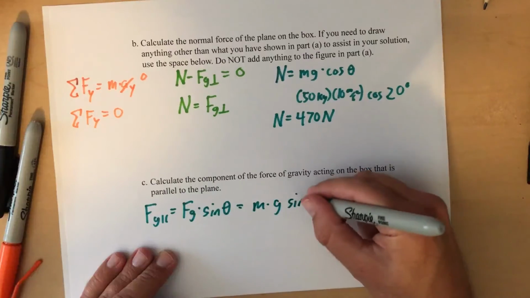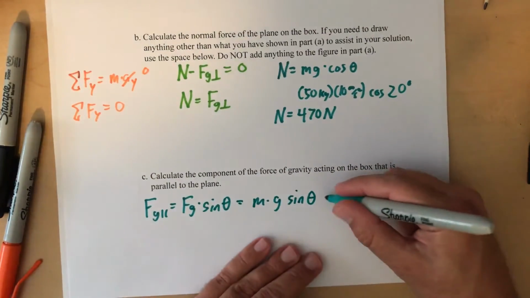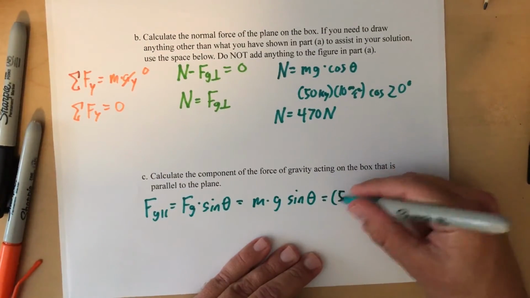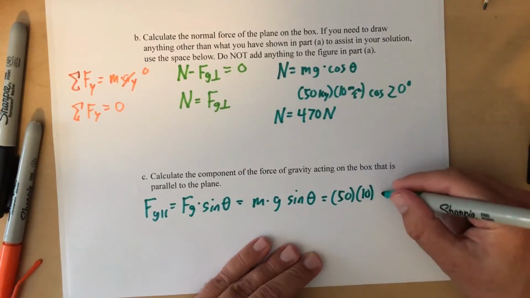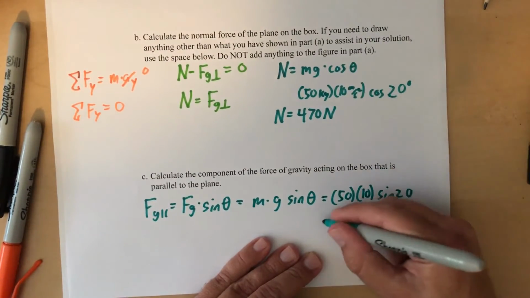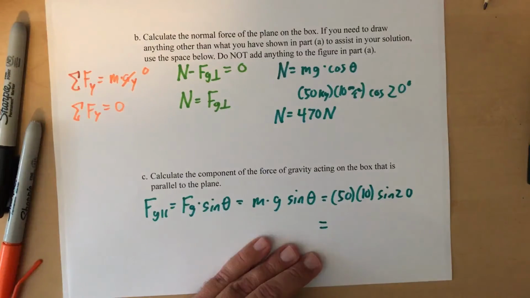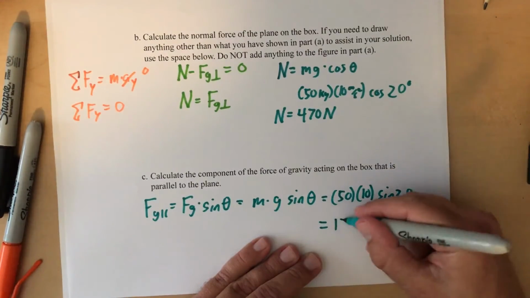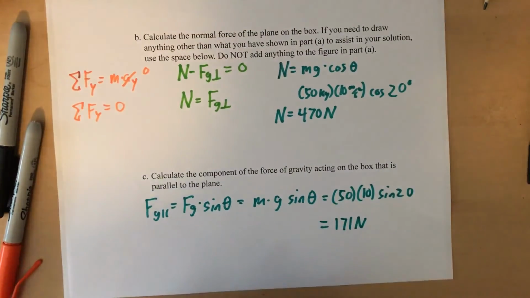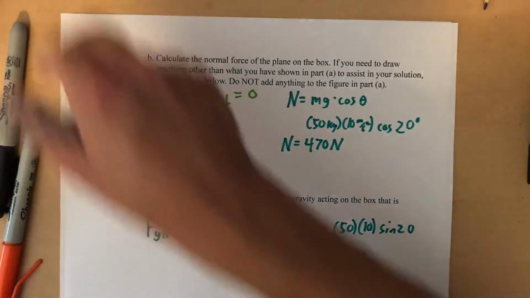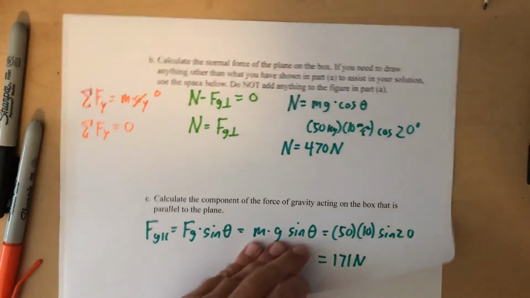Mass times gravity times sine of the angle, and put in some numbers. So mass is 50, gravity is 10, the angle is 20, and so in that case there, we'd get about 171 newtons there. Next problem here is D.